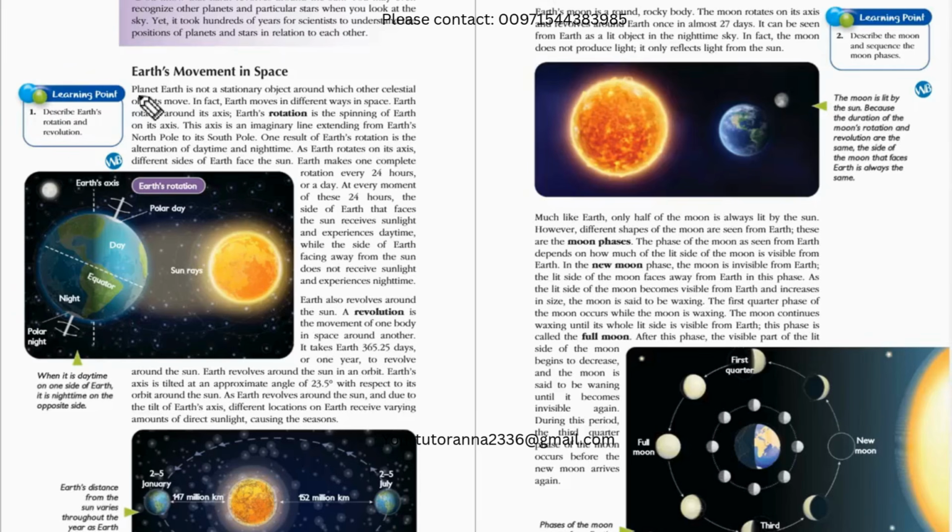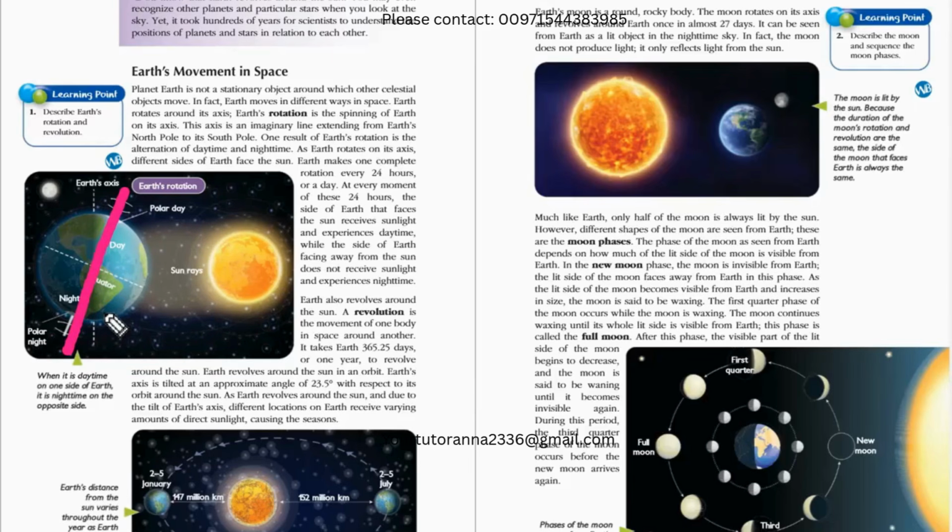Now remember, let's understand this. What is rotation? The Earth is not a stationary object. So what does that mean? That it's always moving. Now the Earth has different types of movements. One is called rotation: Earth's rotation is the spinning of Earth on its axis. So it's spinning. You see that line going from the North Pole to the South Pole? Sorry, it's not a straight line, but it's going from the North Pole to the South Pole.